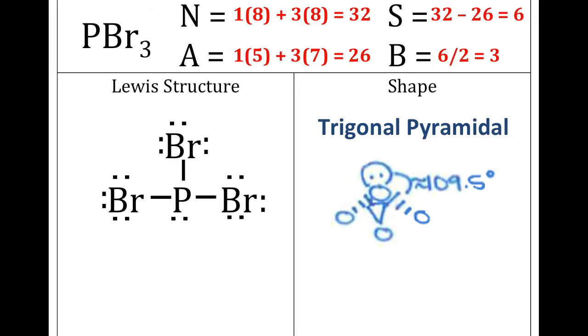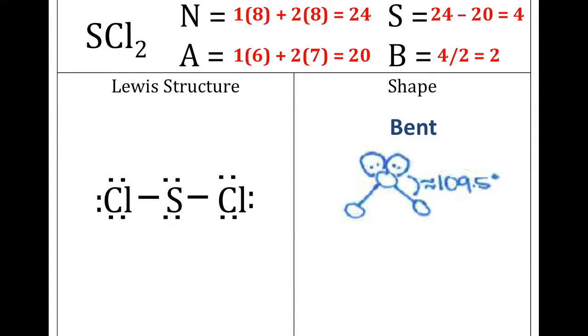Phosphorus tribromide, it has a lone pair on the central atom, which automatically makes it polar. And last we have sulfur dichloride. It has 2 lone pairs on the central atom, so that one is also going to be polar. Again, anytime you have any lone pairs on the central atom, that molecule will be polar. So this one is polar.